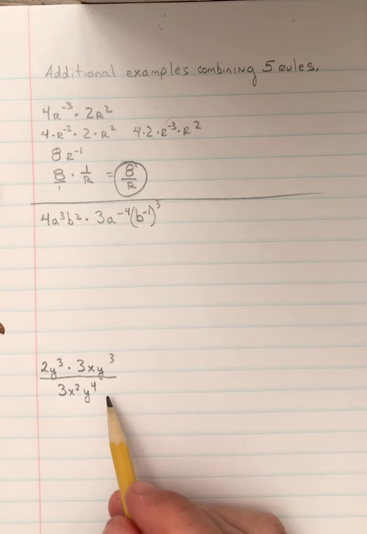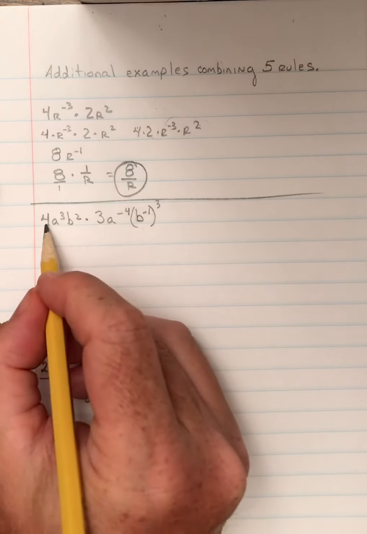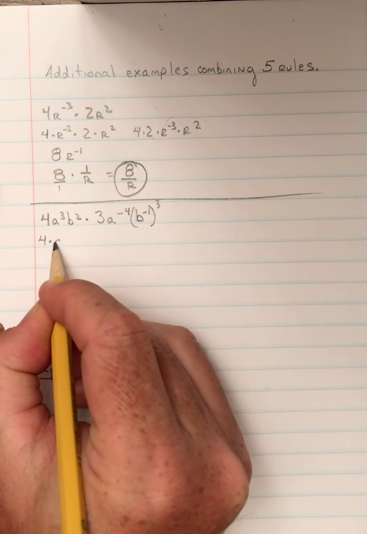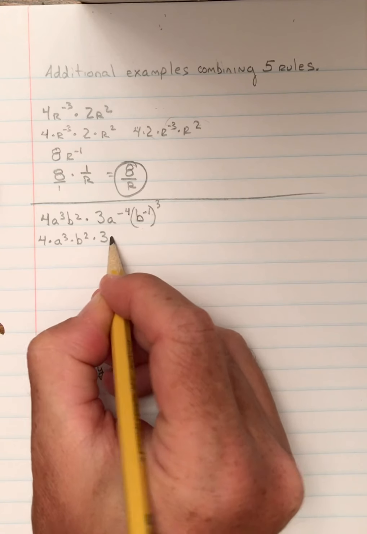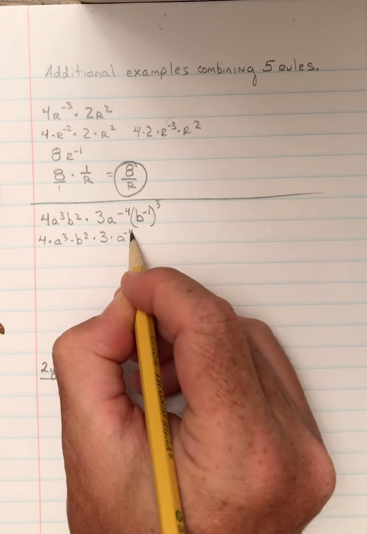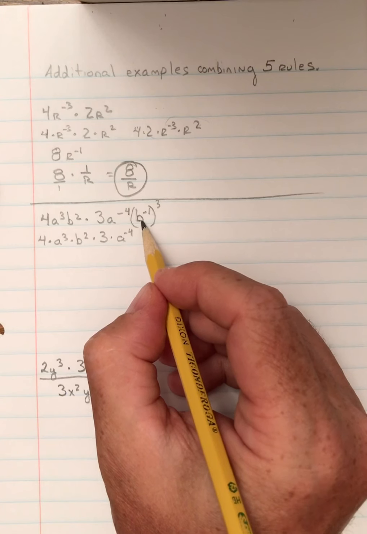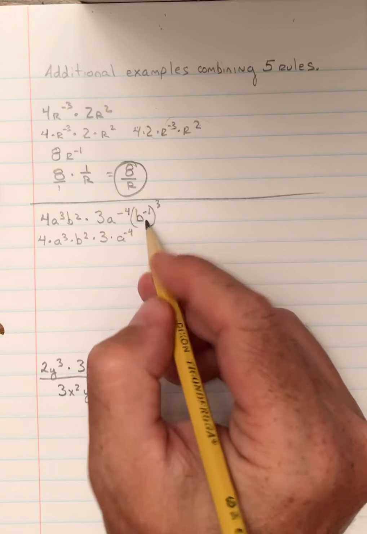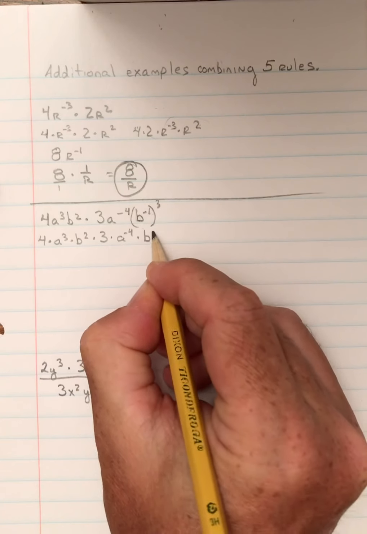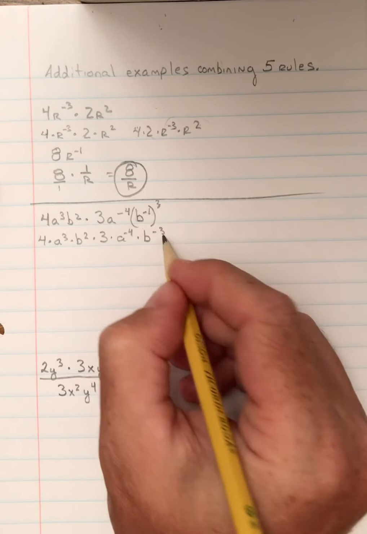All right, here's another one. Looks super scary, okay? But if we break it out and just take it one step at a time, it's not that bad. But you have to make sure to do the rules right. Okay, so this is 4 times a to the third times b to the second times 3 times a to the negative fourth. And let's see if I can simplify this here. B to the negative, well, the power of power rule says I have to multiply these two. So this is really b to the negative third, because negative 1 times 3.